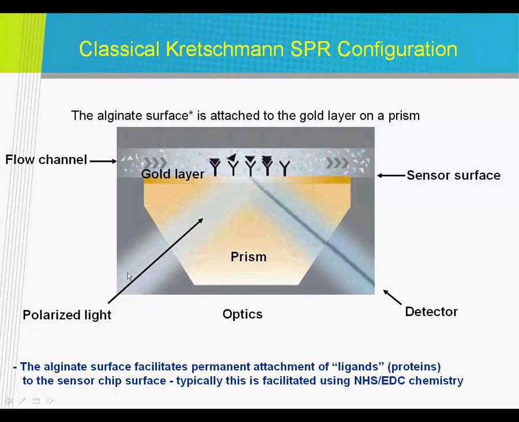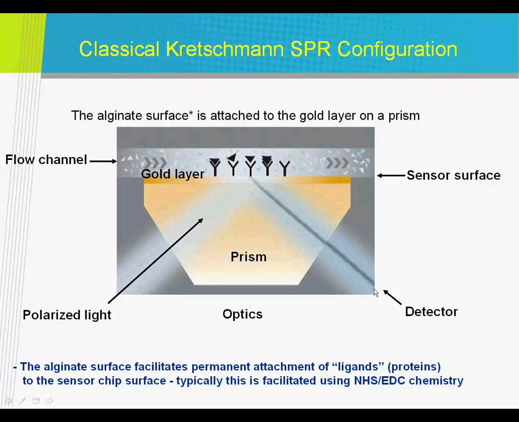Now, in these instruments, on the other side of the gold layer, you've got various matrices that you can use. In ProteOn's case, you've got alginate that you can use for attachment of, let's say, a protein onto the other side of the gold layer. And you can do that using a covalent coupling, and again, I'll talk about it a little bit more later.